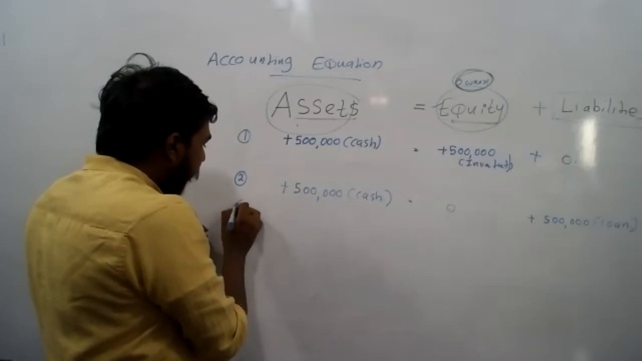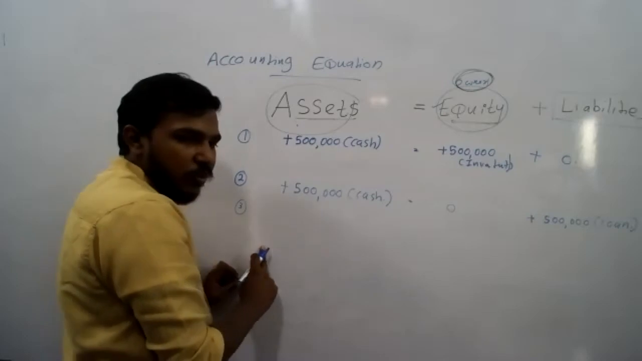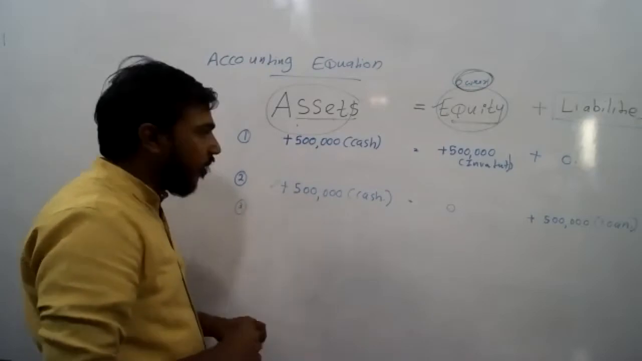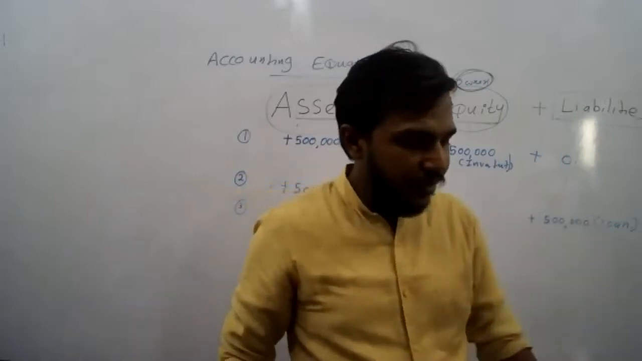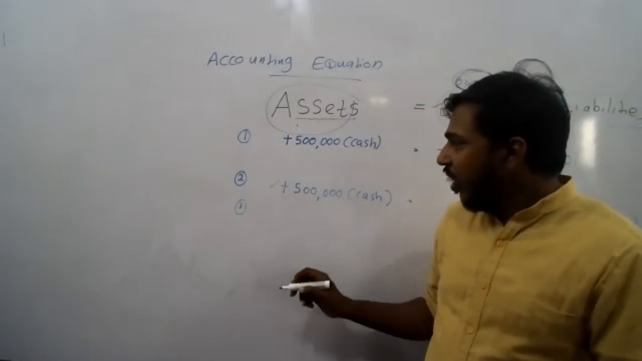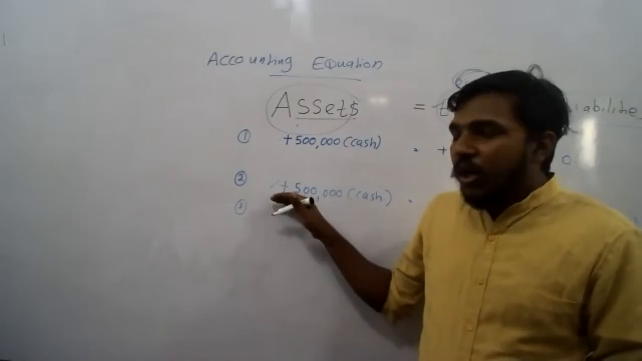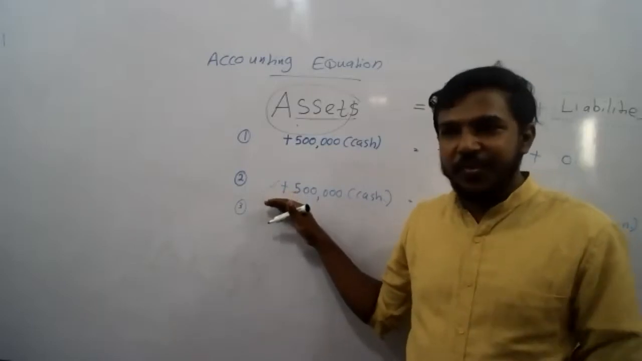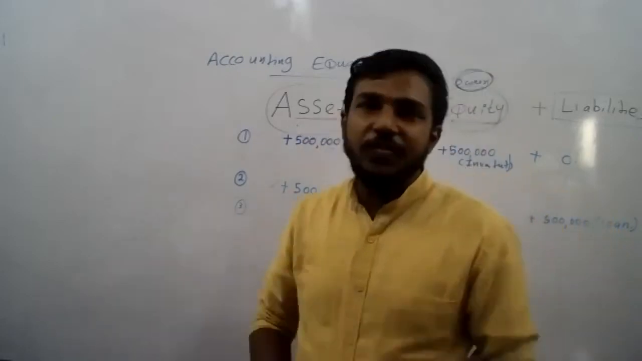Then the third one, we'll say, now you have the investment, now you have the loan, that means now you have total cash of 1 million. So now you have to run the business. How are we going to run the business now? We'll say you are running a grocery. So now you have to purchase the goods. Clear?